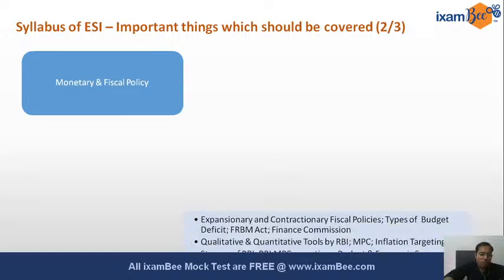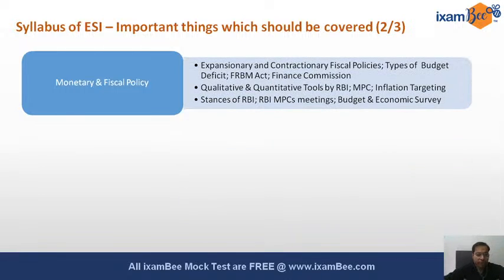So the monetary and fiscal policy. What do you mean by expansionary fiscal policy, contractionary fiscal policy, what are the tools of it, what are the types of budget, the surplus budget, the deficit budget, what are the different kinds of deficit, be it primary deficit, revenue deficit and so on. What is the FRBM Act, which committee gave this FRBM Act, what are the targets under the FRBM Act, what is Finance Commission, under which section of the Constitution does Finance Commission come into play, who appoints Finance Commission, what is the tenure of Finance Commission, and what about the 15th Finance Commission, its recommendations, the chairman of it.